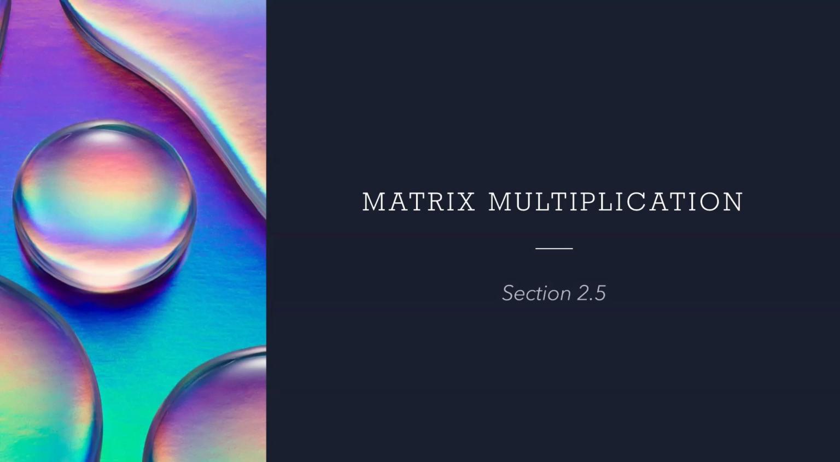At this point, we know how to add and subtract matrices, and we know how to multiply them by a scalar. Now in section 2.5, we are going to multiply two matrices together. So in order to multiply two matrices, we need to know how to find the dot product.